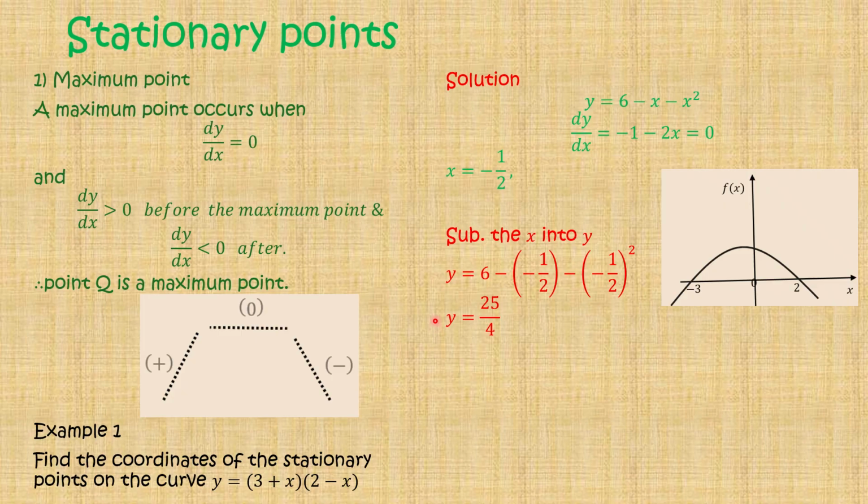So now simplifying that, we are going to get the y of 25/4. Therefore, the stationary point is -1/2 and 25/4. These are the coordinates, the x and the y coordinates. And this implies that we have a maximum point with those coordinates. So that's how we find the maximum point.